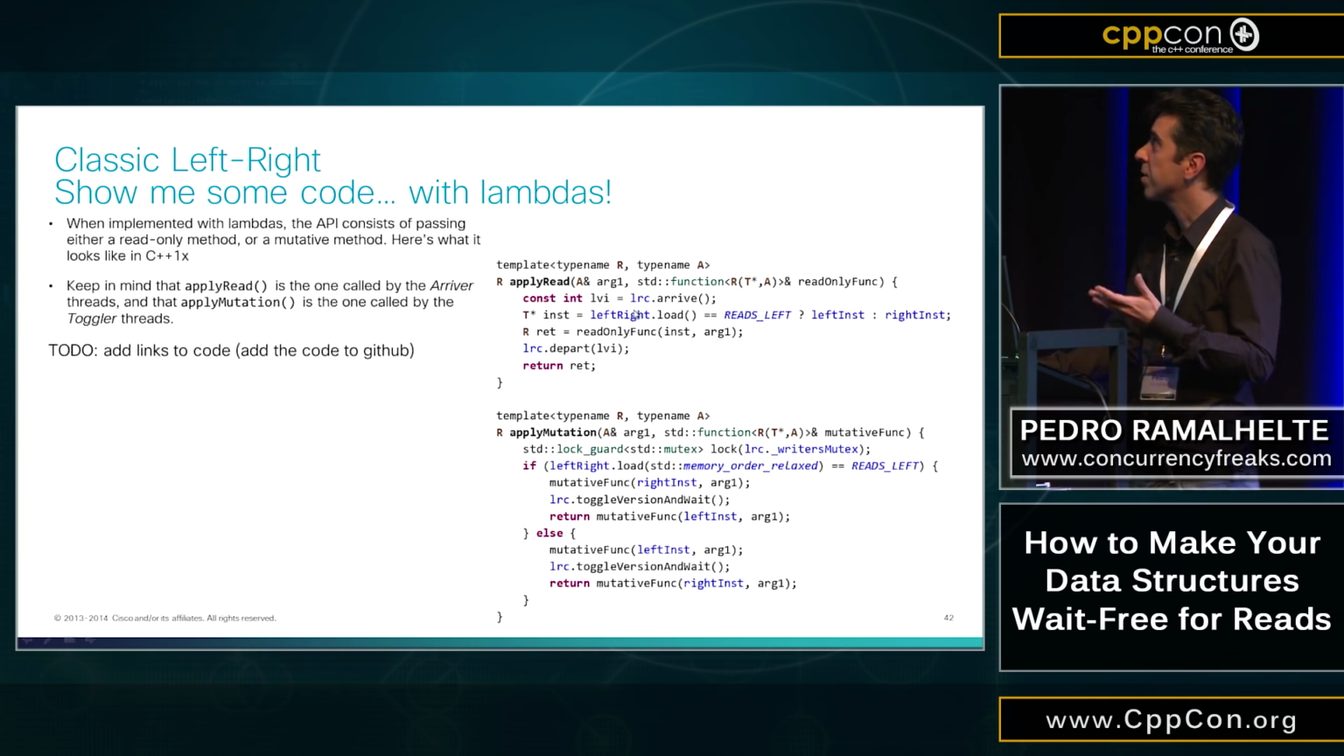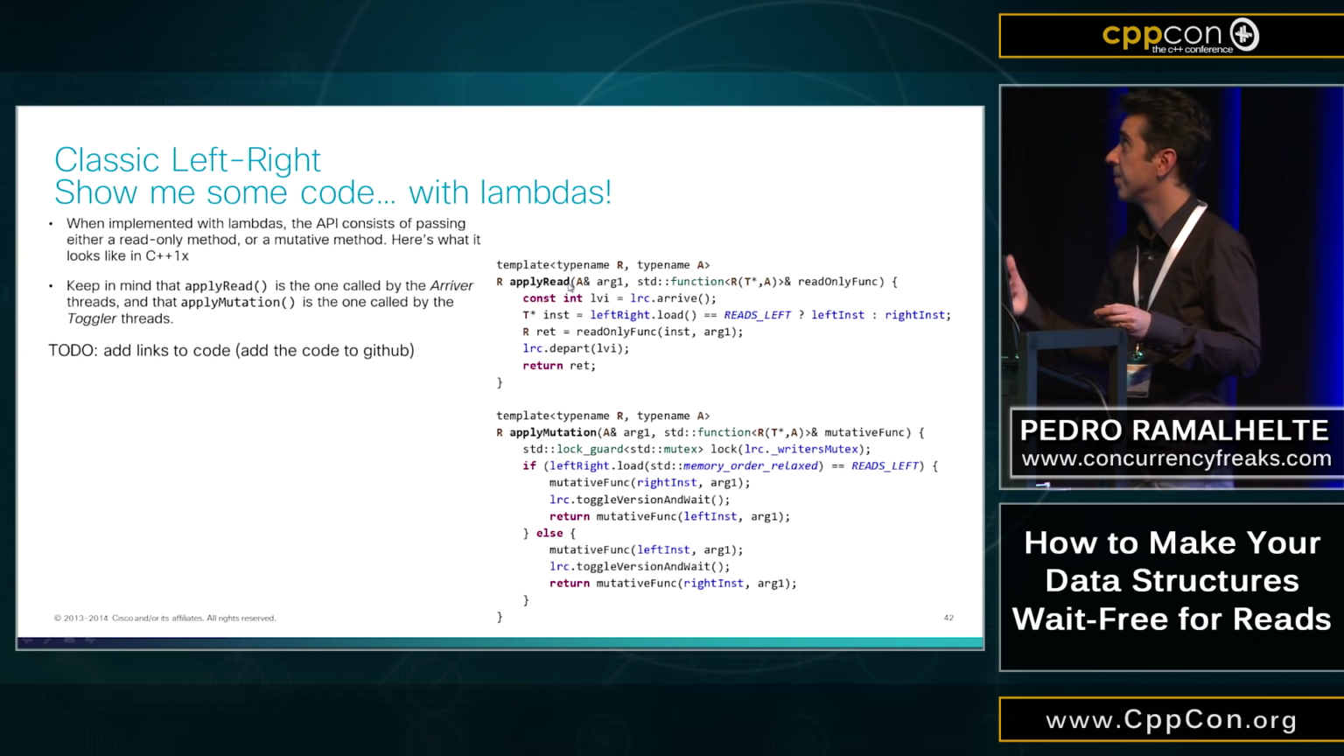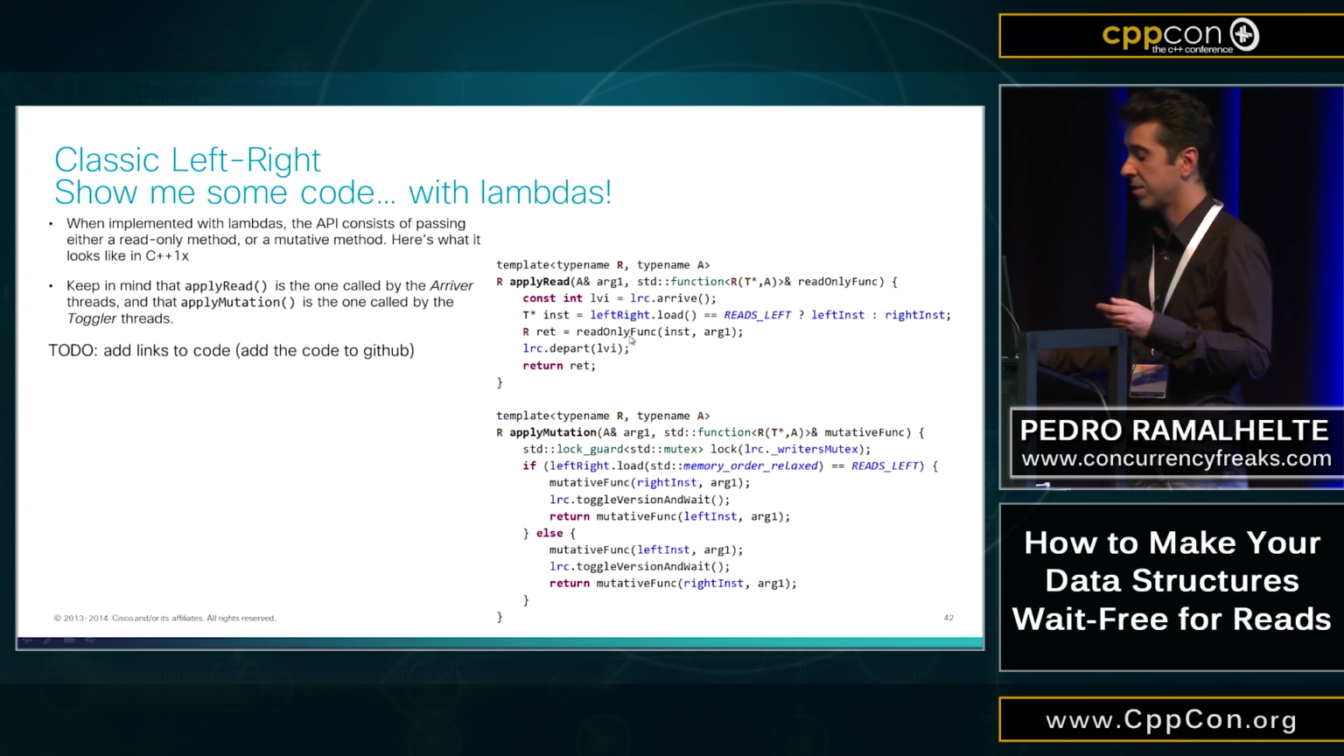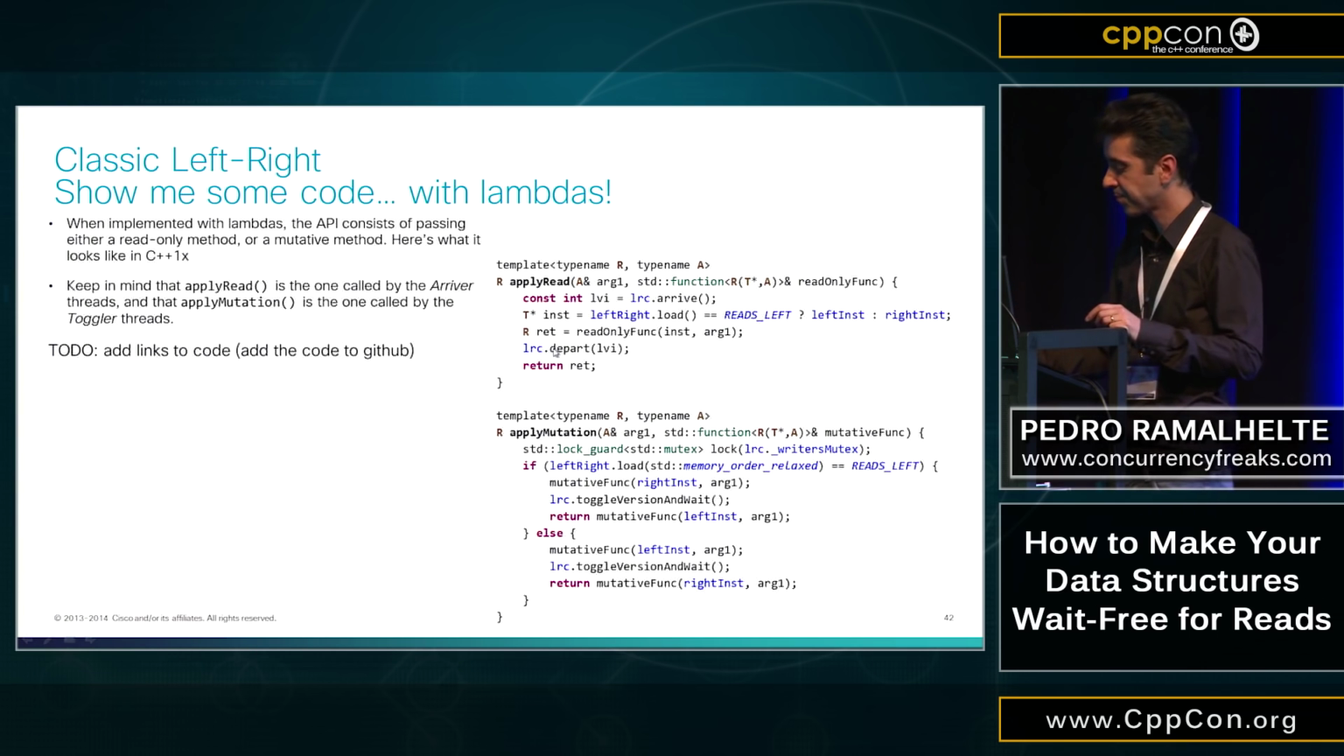So the actual algorithm is: when readers want to apply a read-only operation, they do arrive, which is kind of like an RCU read lock. Then they look at the left-right variable and apply the read-only operation based on whatever left-right was, and then they do depart, which is like an RCU read unlock. And that's it, that's the only thing they do.